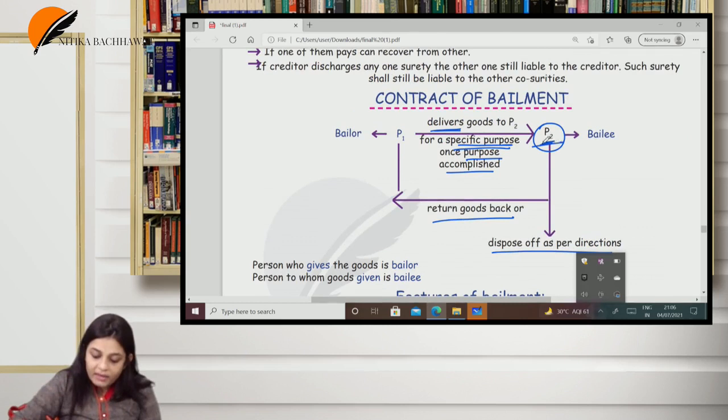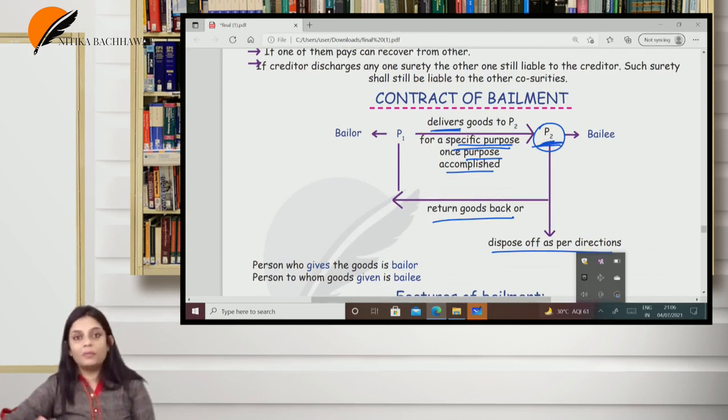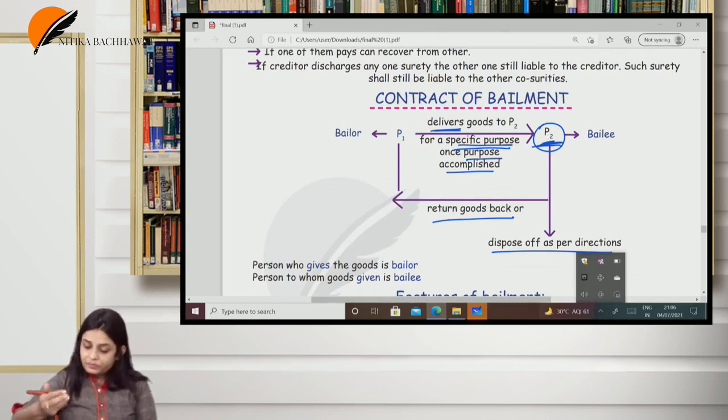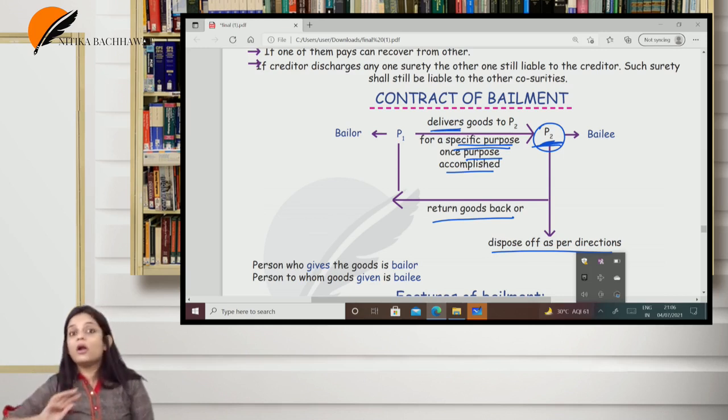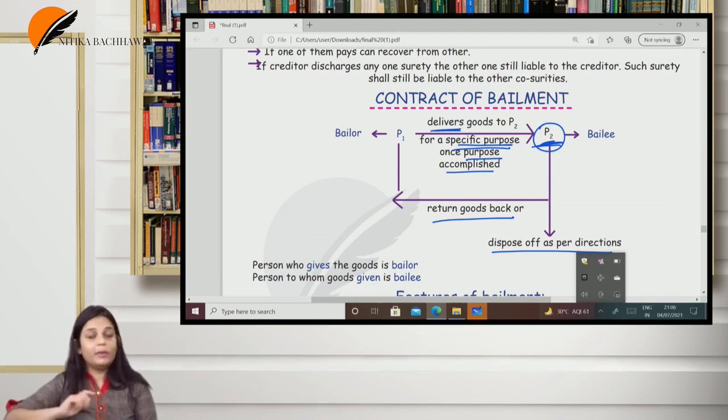If the goods are retained by the second party, it is not bailment. I already explained it to you. I repeat again, for bailment, the goods have to be disposed of or returned back. If they are kept with the other party, it is not bailment. I hope it is clear to everyone. Can we move on to the next point?